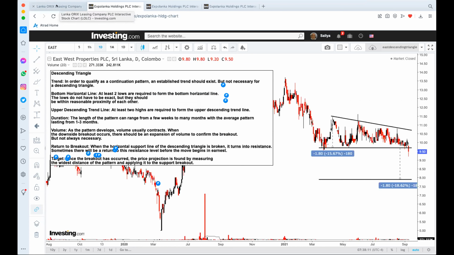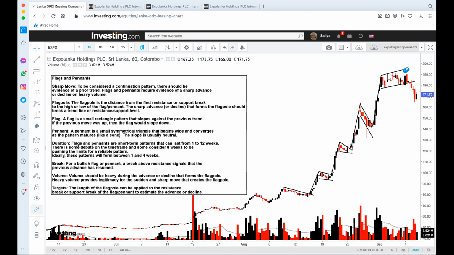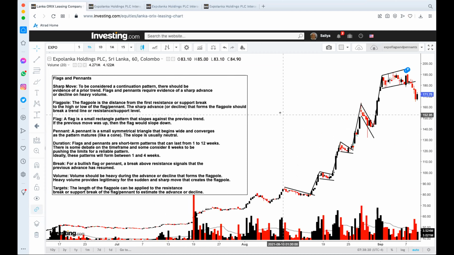Then the next two types of patterns are the flags and the pennants. This is pretty interesting, especially when we are enjoying an uptrend. The reason why it is interesting is that the flags and the pennants are called continuation patterns. There are bullish flags and bullish pennants, or bearish flags and bearish pennants. I'm going to explain only the bearish flags and the bearish pennants because that will be relevant to us.